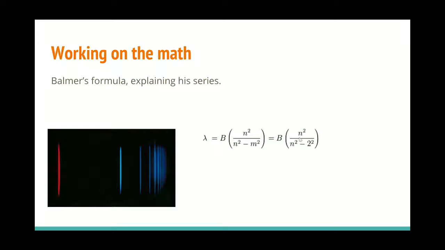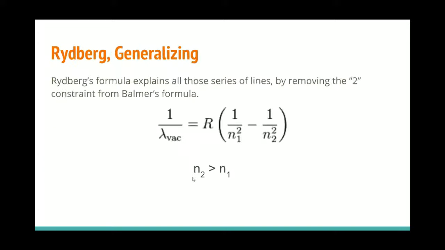He didn't have any sort of explanation for why this worked for explaining the lines that show up here in the visible spectrum. It just does. So this guy named Rydberg realized that he could generalize Balmer's formula and remove the 2, and just have 2 different integers, n1 and n2.